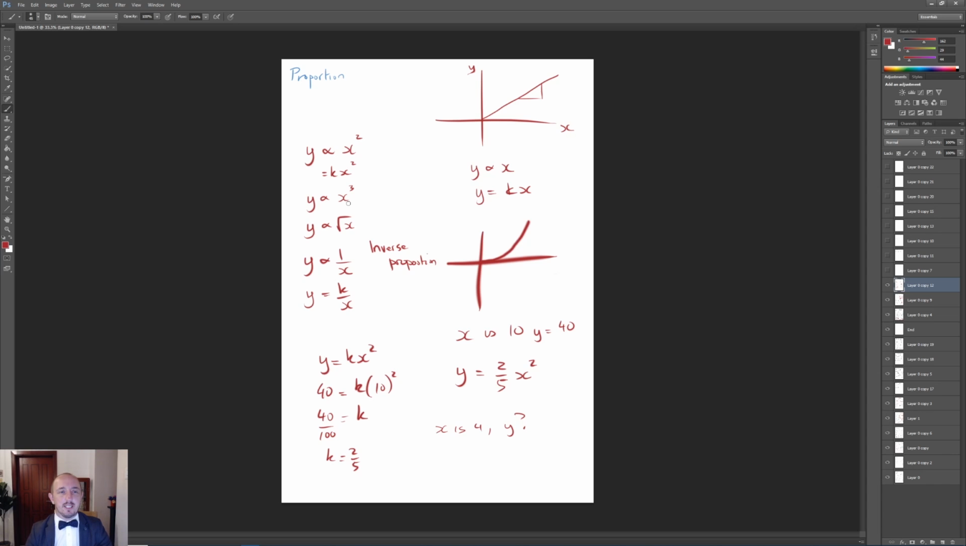But the difficult bit is getting started with this proportion business. So decide which relationship you have, change it to equals k, find k, rewrite the equation with k now that you've found it, and then that will be part A over. Part B will just be finding that out from a rearranged version.